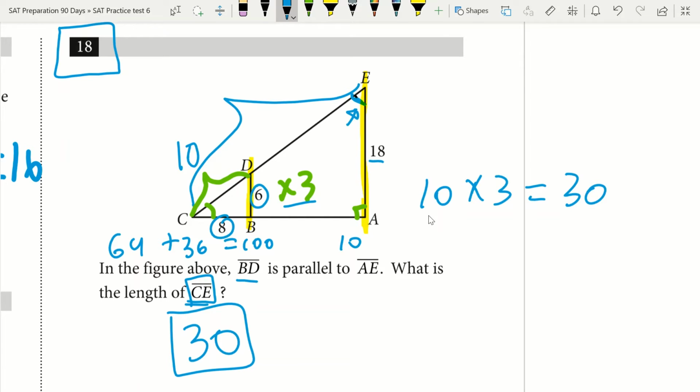Now in order to do that, you need to know your smaller triangle's hypotenuse. At that point, I applied a squared plus b squared equals c squared in order to solve for that hypotenuse. When I did that, I found my hypotenuse of 10, multiplied by 3, and got 30 for the length of CE.